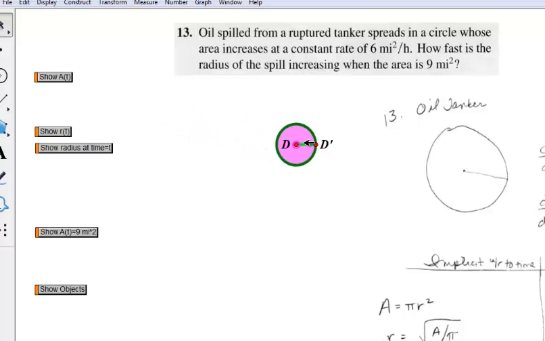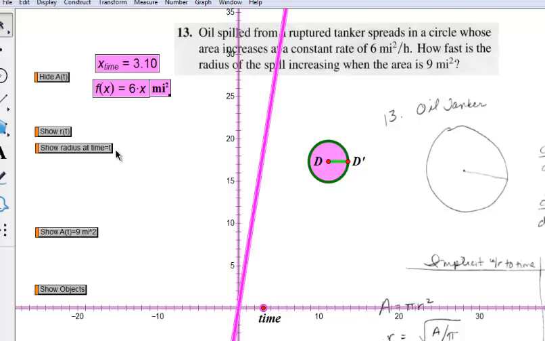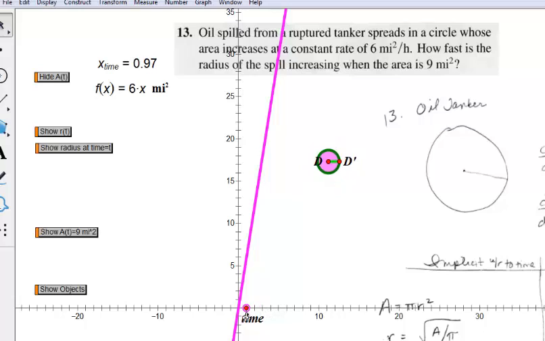So what we're really talking about is the following. What we're given is that the area grows at 6 square miles per hour. What that means is it's a linear function because the rate is constant. So as I move time, for example, when x is about 1, then it's 6 times 1, or 6 square miles. When it's 2, it's going to be 2 times 6, or 12 square miles after 2 hours. So that's what this graph is.